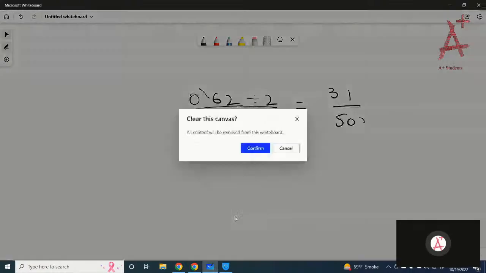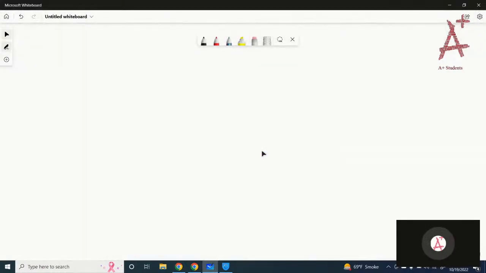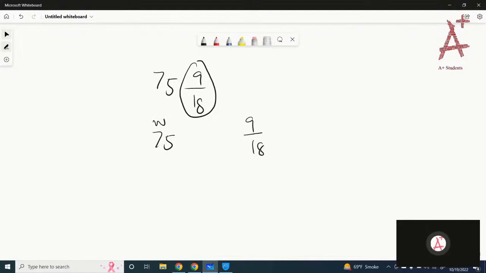Okay, the next one is 75 whole 9 by 18 rounded to the nearest whole number. We have to round off 75 whole 9 by 18 to the nearest whole number. So just look at the fractional part. Here you have the whole part and the fractional part is 9 by 18. So 9 by 18 is equal to 0.5. You have to compare it to 0.5. Is it greater than 0.5 or less than 0.5?